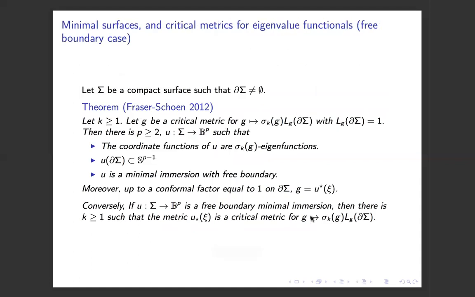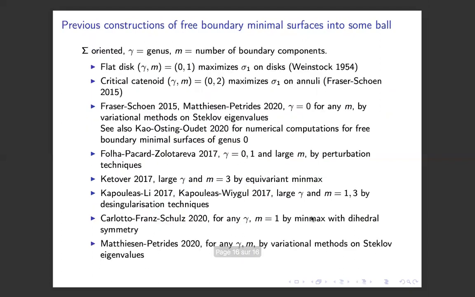Then, thanks to this remark, Fraser and Schoen noticed the same thing as Nadirashvili. If you take some metric which is critical for Steklov eigenvalues, then you get free boundary minimal immersions. So I'll give a more detailed explanation of this theorem in the next part, but I would like to finish with many results of construction of free boundary minimal surfaces.